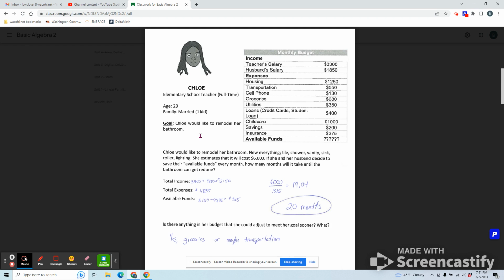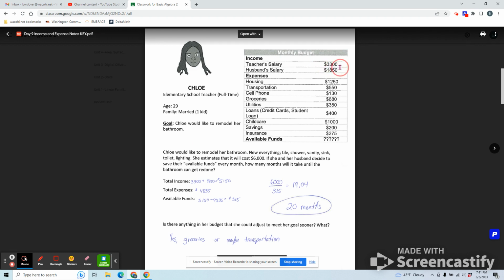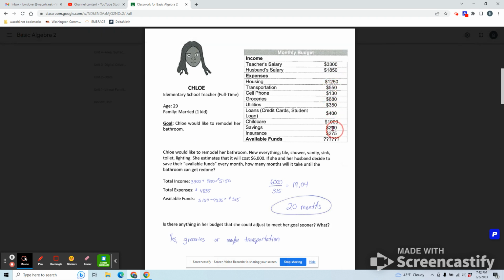Her and her husband decide to save their available funds every month. How many months will it take until the bathroom can get redone? All right, so income, add those two up, and that's your total income. Expenses, add up all of these. Now notice there's some different ones in here than Bob's. Child care is now in here because Bob didn't have a child, so he didn't have to pay for it. Chloe and her family do have a child, so they have to pay for child care. It's $1,000.